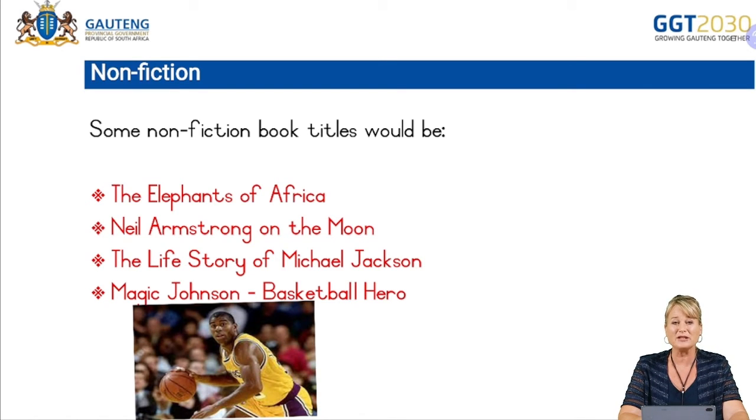Those are the facts of his life. It really, really did happen. So it is non-fiction. We could look at Magic Johnson. He's a basketball player. So the story is Magic Johnson, basketball hero. It's not a story, it is not made up. It's his whole life, all about this wonderful man who was a basketball player and inspired many young children to play basketball. So those are non-fiction book titles.